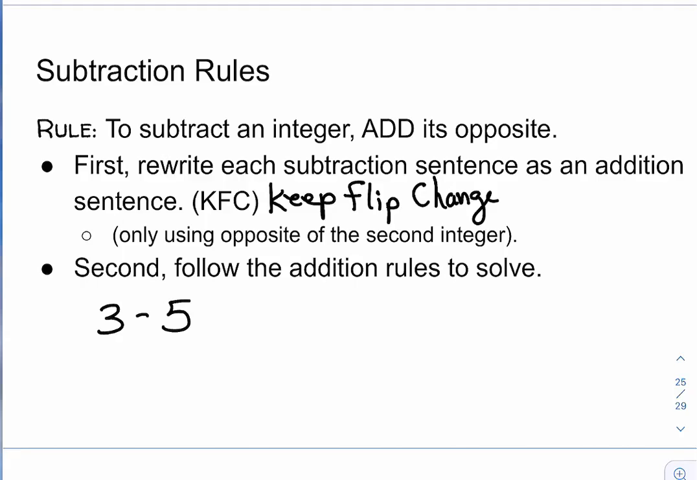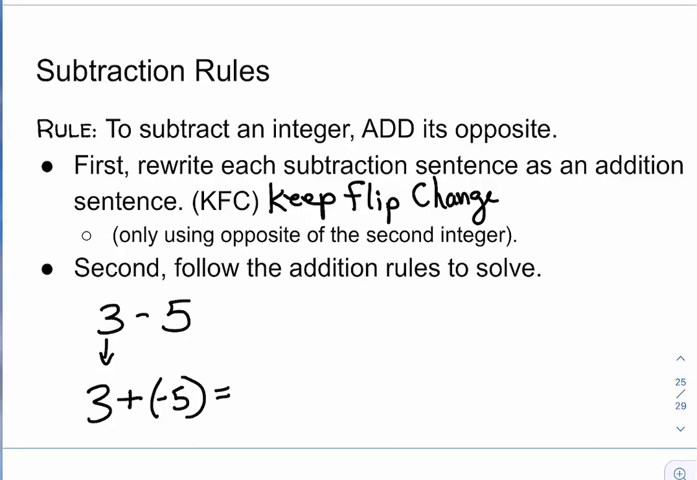So what that means is I'm going to keep 3 as a positive 3. I'm going to flip my operation from subtraction to addition, and then I'm going to change my second integer to the opposite integer. So positive 5, the opposite integer I need to change this to is negative 5. So now I've done the first step. The second step is to follow the addition rules to solve.